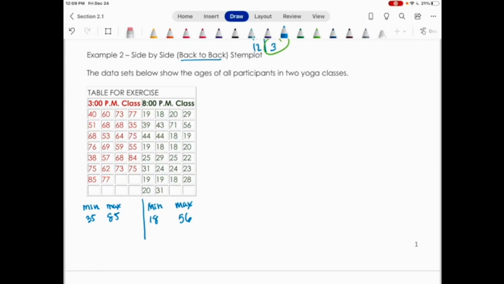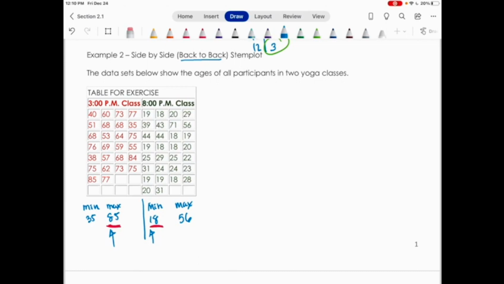Because we want the stem to work for both of these data sets, my lowest value for both of the data sets is 18, and my highest value for both data sets is 85. So I want to make sure that my stems will work for the numbers 18 to 85. So that means when I write my stems, I'm going to write the numbers 1 through 8. 1, because of this 18, that's going to make it so that it works with the lowest number between both data sets. And 8, because that's the maximum between both data sets. And we want all the numbers in between.